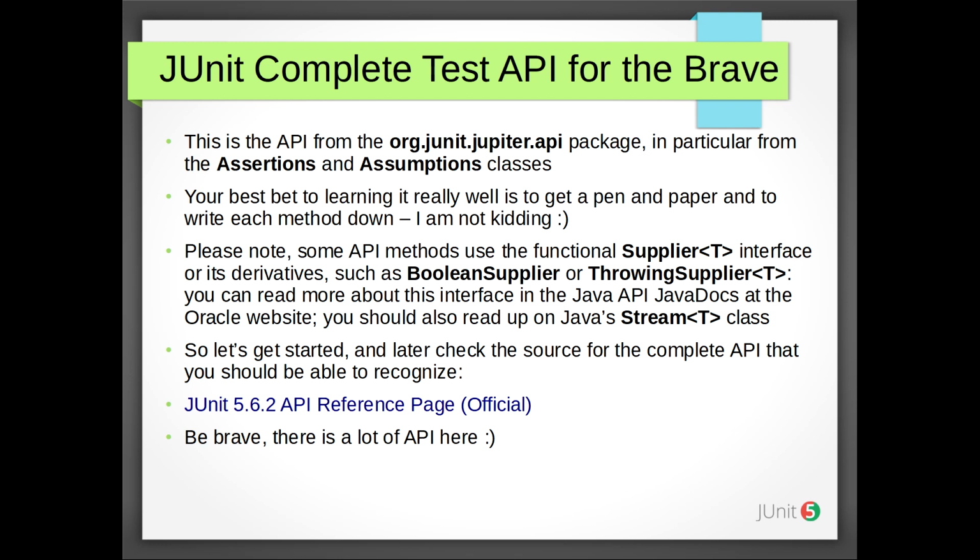Once you locate the PDF for this appendix, you can click on the line below in blue and it will take you to the JUnit 5.6.2 API reference page, or alternatively to the current version's API reference page, which is still okay. So let's be brave. There is a lot of API following. Let's go.